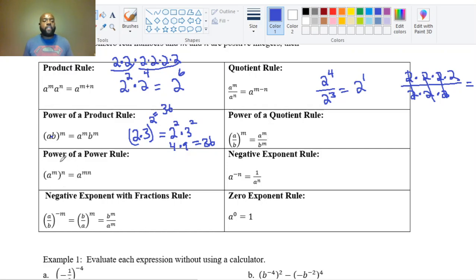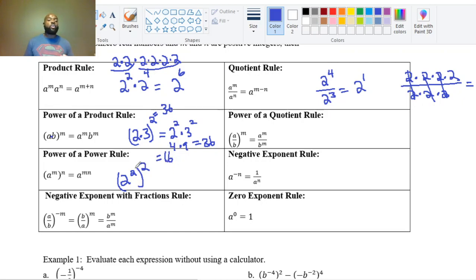We have a power of a power rule where we have a base to an exponent, and then that entire expression is raised to another exponent. So you're raising a power to another power. Then you just multiply those exponents together. So if I have something like 2 squared, all squared, well, we know that 2 squared is 4 and 4 squared is 16. So we know that this expression equals 16.